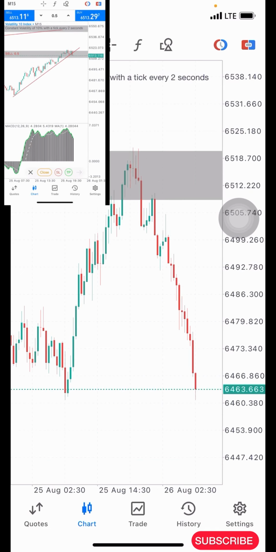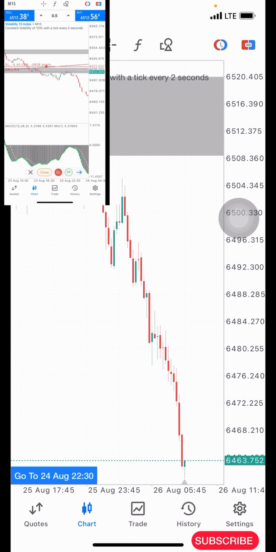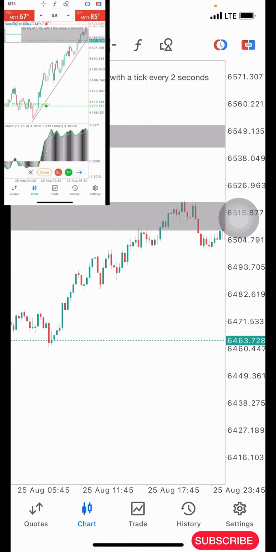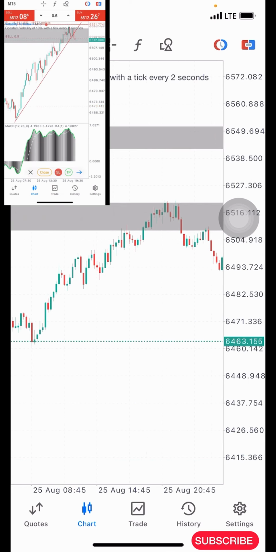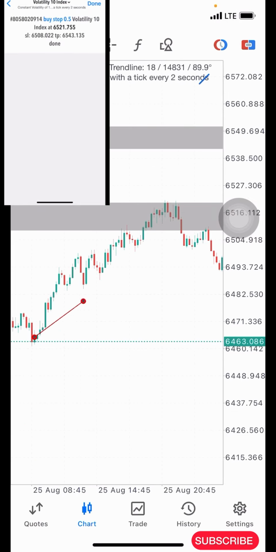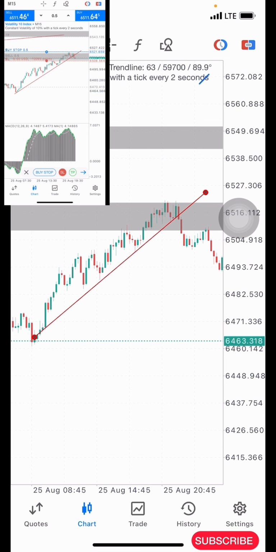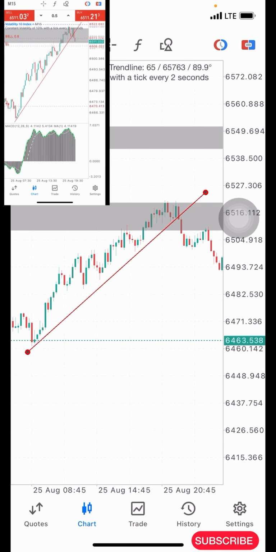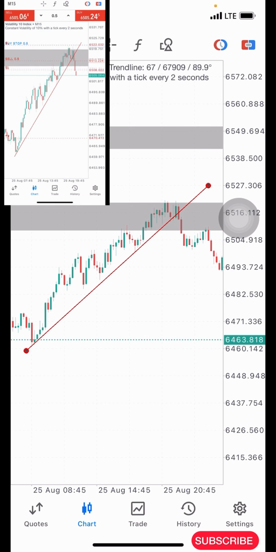So I went down to the 15-minute time frame again. That was where I took the entry from. All right, so here on the 15-minute time frame, what I did was that I put in some trend lines here again. You can see, just like you are seeing in the video right now, my trend line there on the 15-minute time frame.